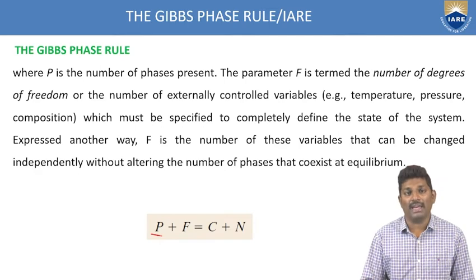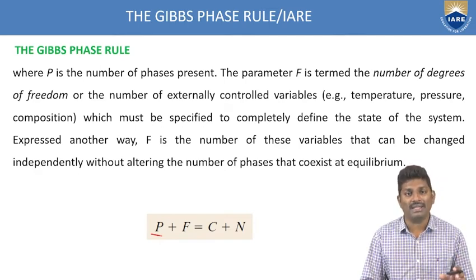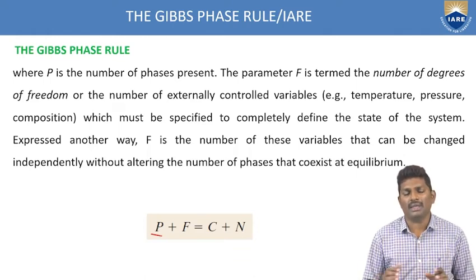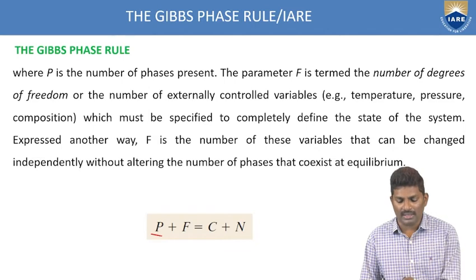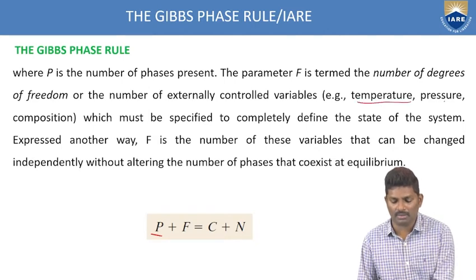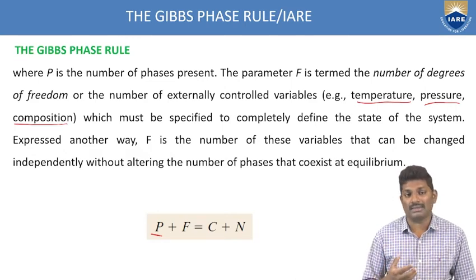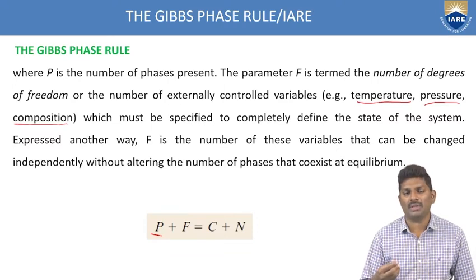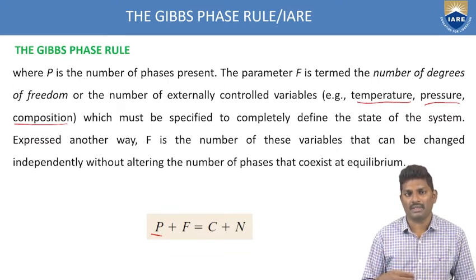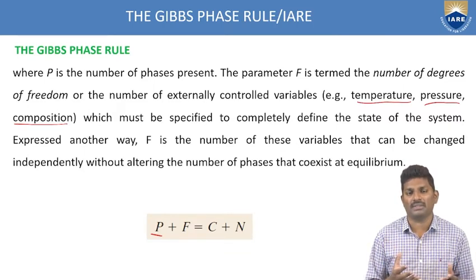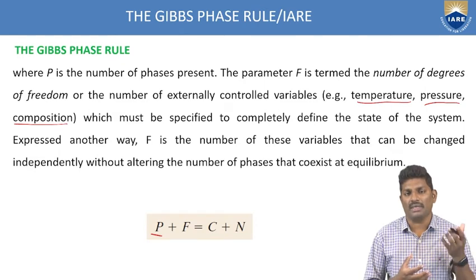And next, the parameter F is termed the number of degrees of freedom, or the number of externally controlled variables. So what are the externally controlled variables? We have temperature, pressure and composition. Why do we call these externally controlled? Because we can control the temperature: you can increase or decrease it. Similarly, the pressure, you can increase or decrease it. Similarly, the composition, you can vary it by increasing or decreasing. So these are all called the variables.